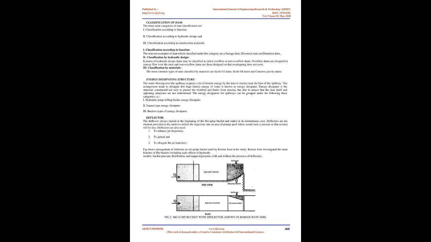Energy dissipating structure. The water flowing over the spillway acquires a lot of kinetic energy by the time it reaches near the foot of the spillway. The arrangement made to dissipate this huge kinetic energy of water is known as an energy dissipator. An energy dissipator is a structure constructed not only to protect the riverbed and banks from erosion, but also to ensure that the dam itself and adjoining structures are not undermined.